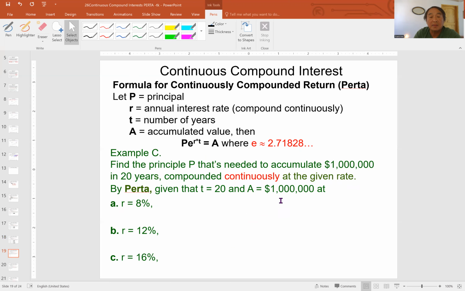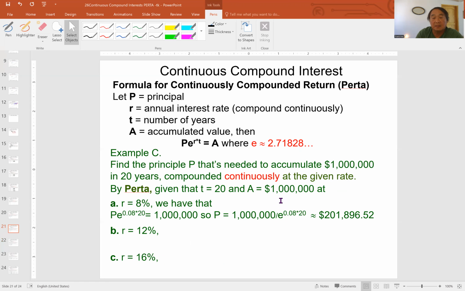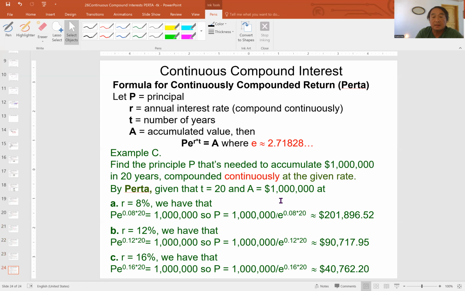And these are problems that ask how much principal I need to get to $1 million after 20 years. I divide by the factor, and basic simple algebra tells me the answer for that. Okay, so that's it.